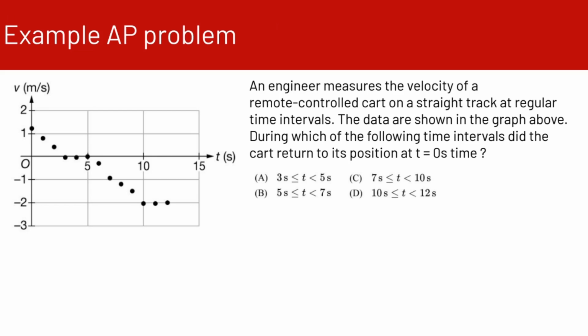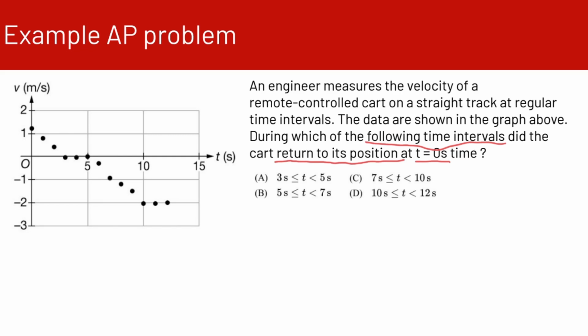Okay, we're going to do an example AP problem here, finding the area of a velocity time graph to solve for displacement, or the change in position. So in this problem, an engineer measures the velocity of a remote-controlled cart on a straight track at regular time intervals. The data are shown in the graph above, so it's over to the left here. During which of the following time intervals did the cart return to its position? So we're looking for where it went back to its original position at time t equals 0. Okay, and we've got some different ranges of possible times.